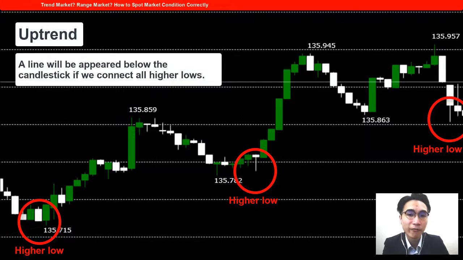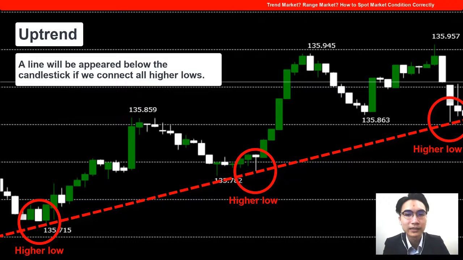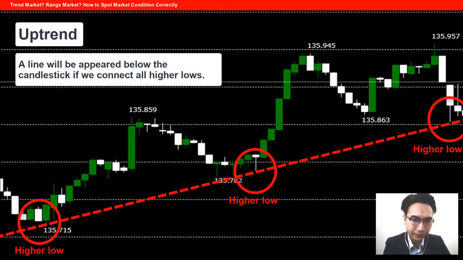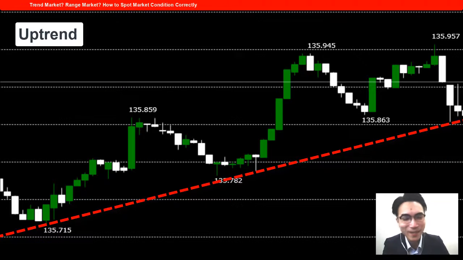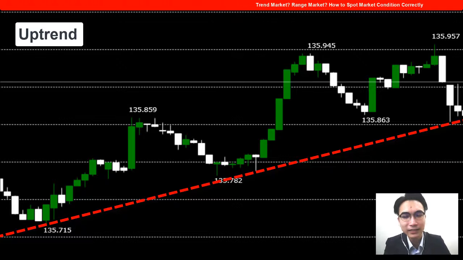So if we connect all these higher lows, we can see an upward trend line, and that simply tells us that the market is in an uptrend and the price is rising overall. That signals us to go for high during an uptrend. So that's pretty much how you can spot an uptrend using the candlesticks. That might be a bit difficult for you, especially for beginners.